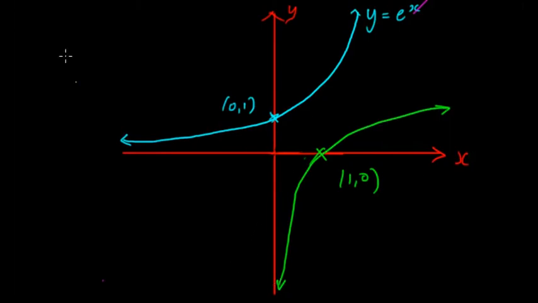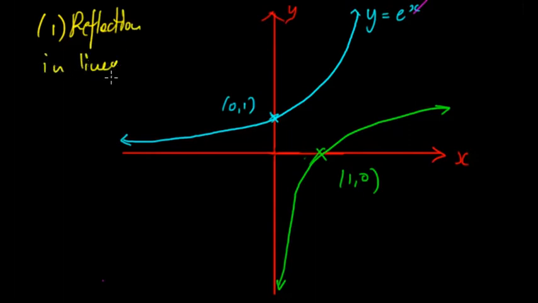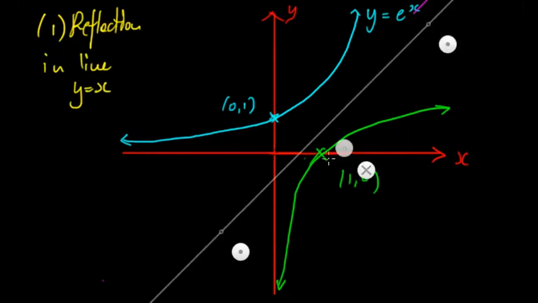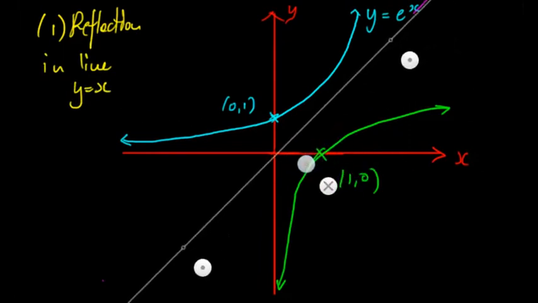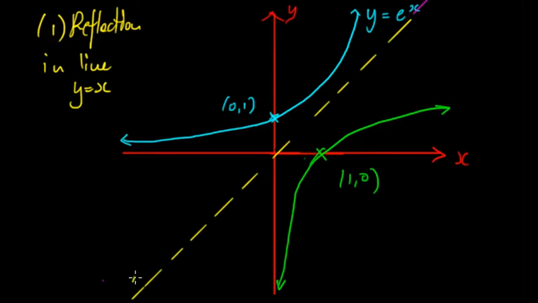There are multiple ways to think about the inverse. You can think about it as a reflection in the line y equals x, and this is a good one to initially start off with and to visualize, because if you draw the line here, then you can see that, obviously it's not exactly the same, but it's supposed to be a reflection exactly in the line y equals x.